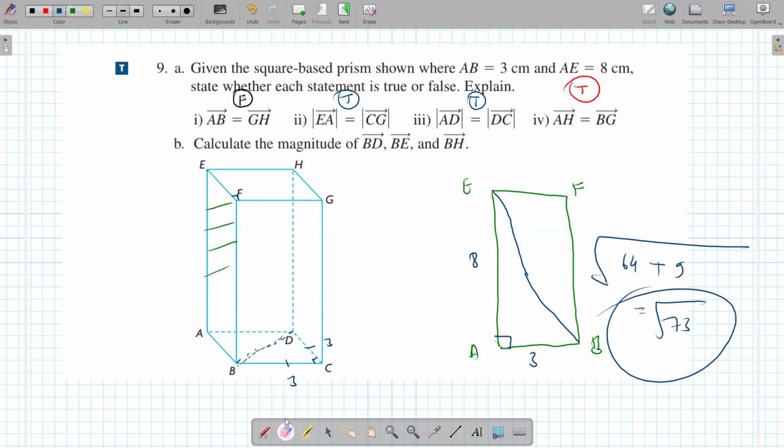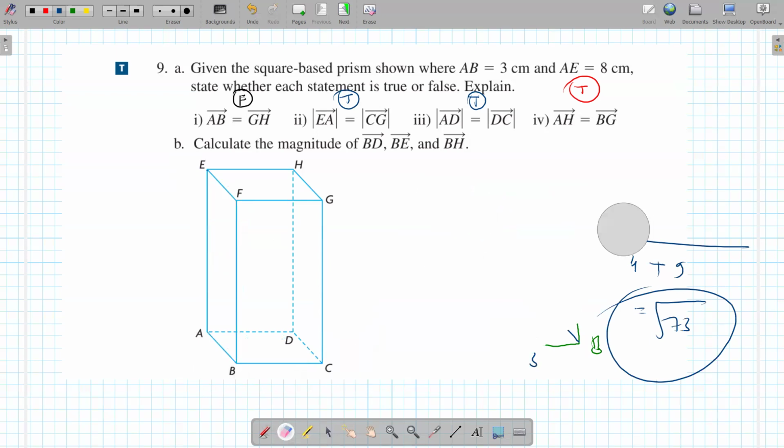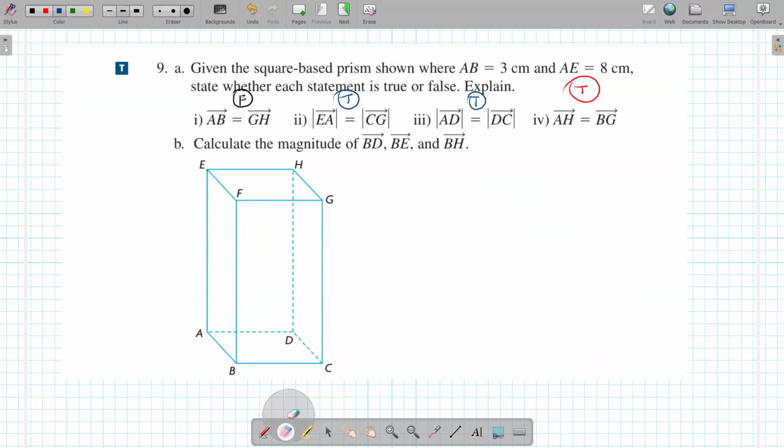BH. BH is going to be very tricky. All right, let's see if we can decipher BH. So we need to go from here to here. Like that. I'll give you a hint for this. BD. BD was root 18 or 3 root 2. So let's draw this. This is what it's going to look like.